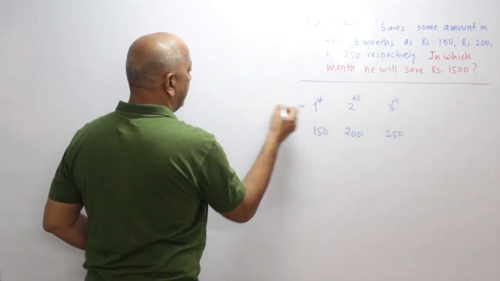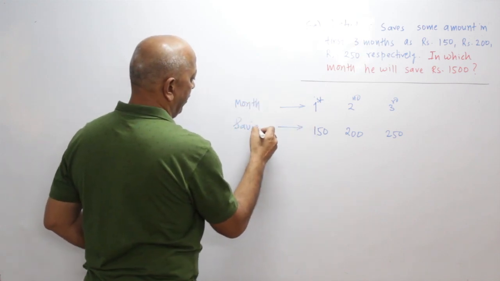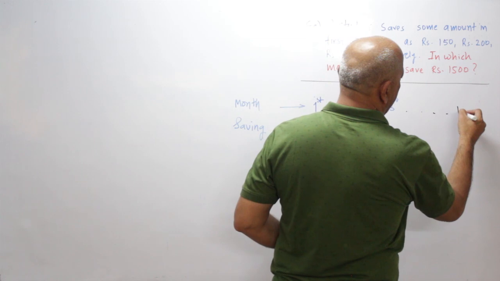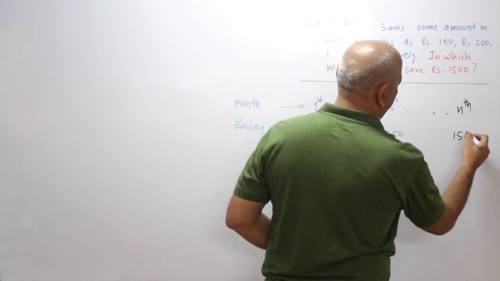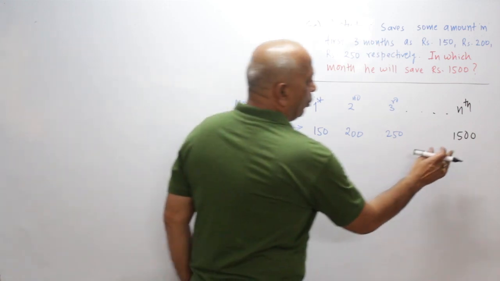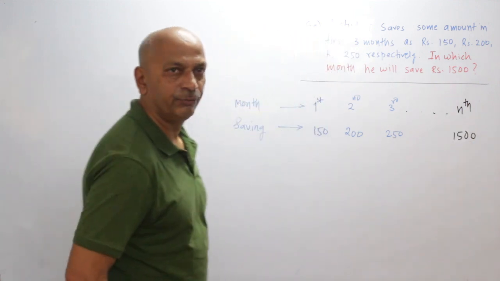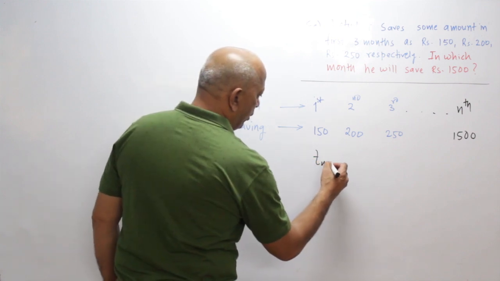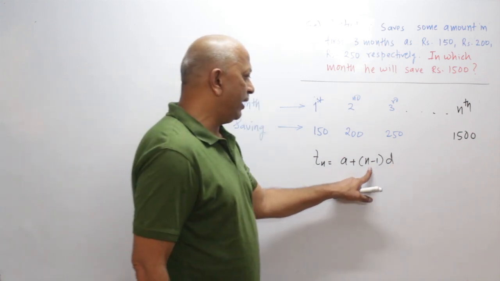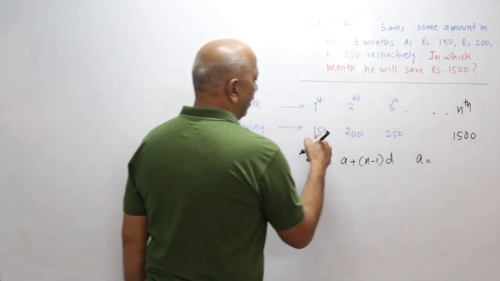So I can write down here, this is the month and this is the savings. The question asks, in which month will he save 1500. So the nth term is given as 1500 and we have to find n. We know the formula Tn is equal to a plus n minus 1 into d. To calculate n, we should know Tn, a and d. First, a is the first term and that is 150.